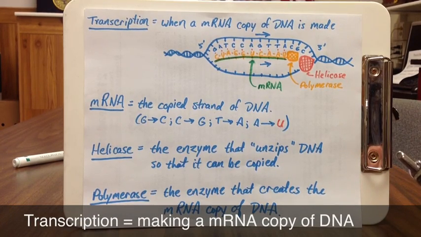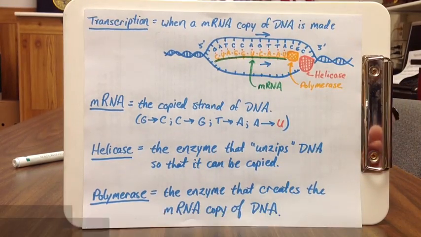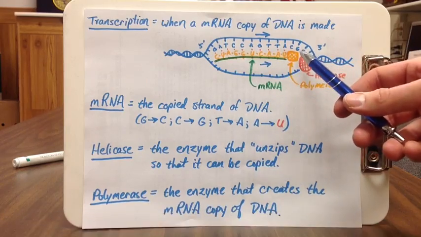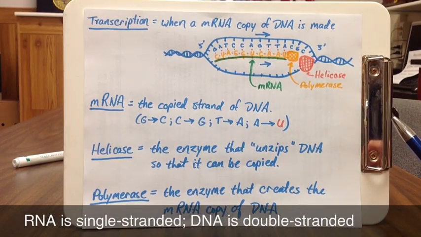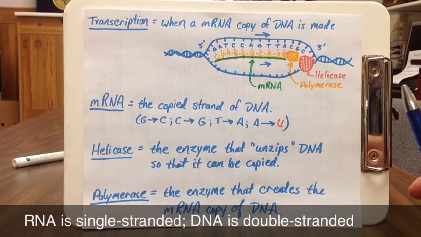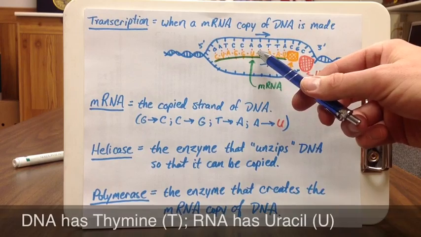Transcription is the process when we make a copy of DNA. A copy of DNA is known as mRNA. RNA is very similar to DNA except for 2 critical differences. Number 1, RNA is single-stranded. Number 2, RNA is going to use a U instead of a T. Instead of thymine, like we have in the blue DNA, we use U for uracil.